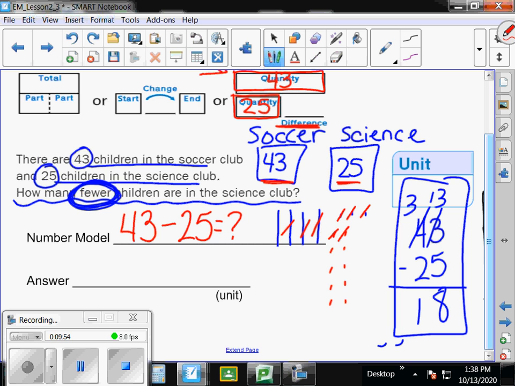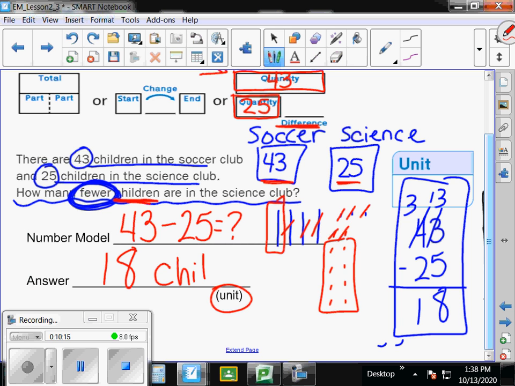What am I left with? I'm left with 1 ten and 8 ones. 1 ten, 8 ones, what does that make? 18. Now I've got to label my unit. 18 what? Go back to your question. How many fewer children? So we're talking 18 children.